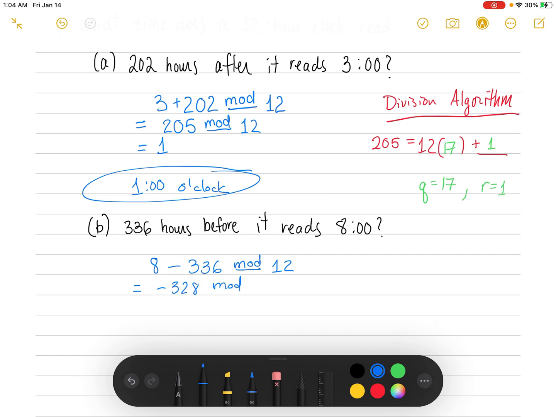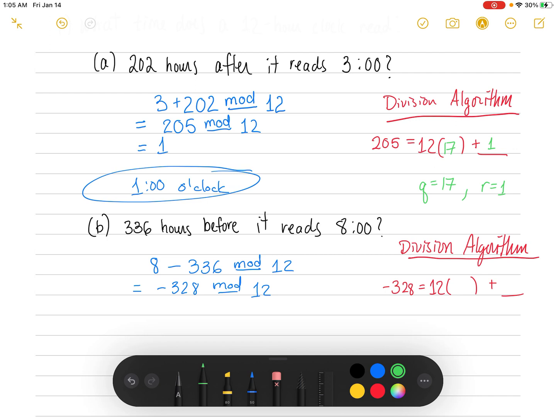So minus 328 mod 12. That's going to require some division algorithm, so let's do that on the side. We take minus 328 and divide 12 into it. We're going to get a quotient and a remainder.